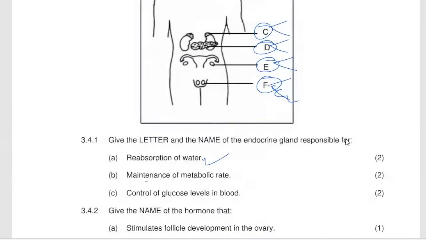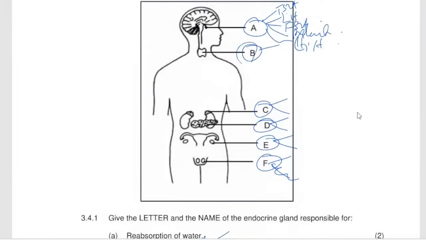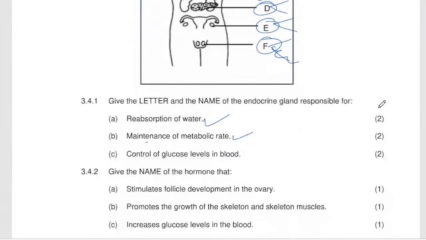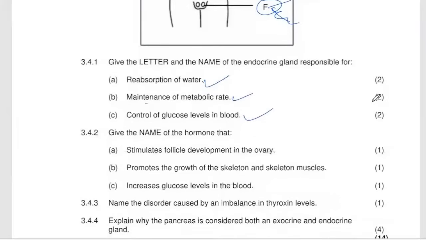Then they're saying that maintaining metabolic rate, that is thyroxine. So it means that it's B. Yes, B. You need to know the negative feedback mechanism of thyroxine. Control the glucose level. Then this is the pancreas, which is D. You need to know the negative feedback mechanism of glucose.